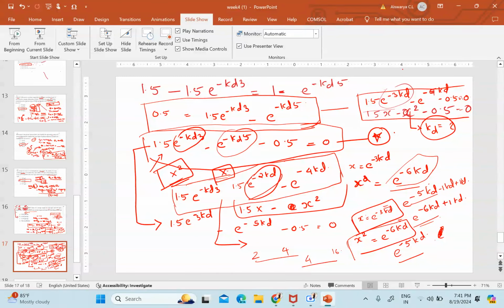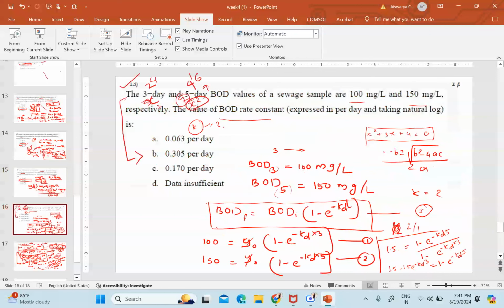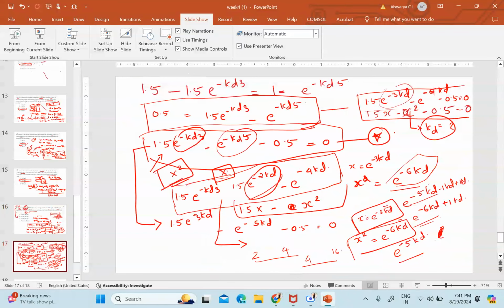And from this equation, which I wrote first, minus b plus or minus root of b square minus 4ac by 2a, we can find out the x value. You got the answer, then you write minus 3kd equal to the x value. For example, you get some numerical value like 3 or 4, you put this, and with the natural logarithm you invert this value and find out the value of kd.